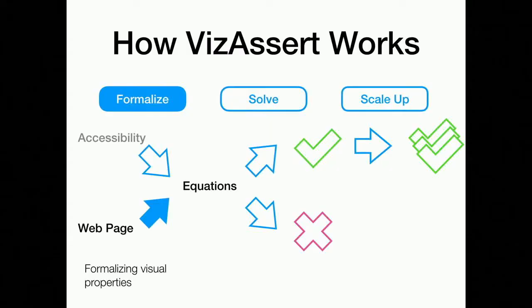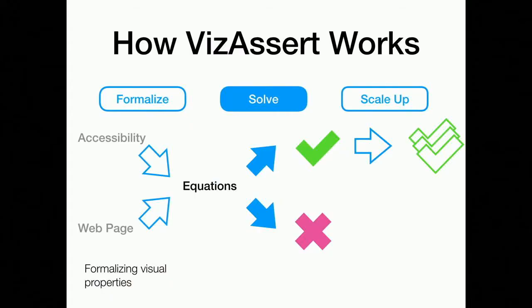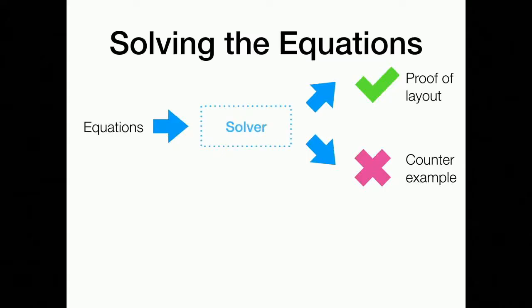So that tells you how we can go from an accessibility property on a web page down to a set of equations that take these browser configurations and tell you whether or not that configuration is accessible. So the next step is solving these equations to figure out if all possible browser sizes or whatever are accessible, or whether there are some where you have a problem. So what we'd like to do is pass these equations through some kind of magic box that tells you either that the layout is accessible or gives you a counterexample.